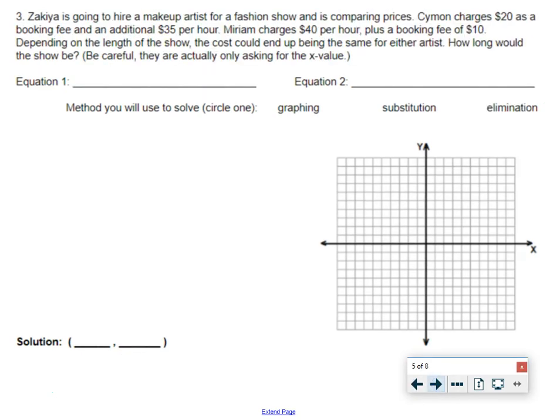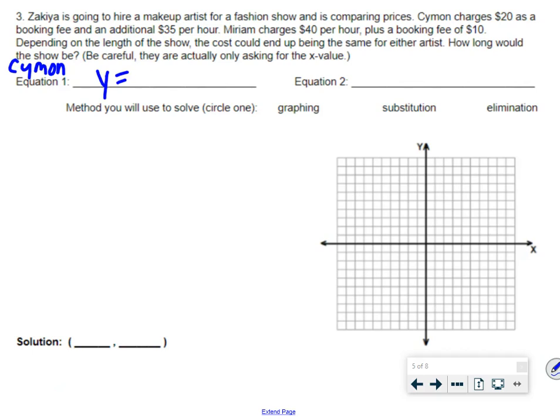Next, question 3. Problem 3 is Ikea is going to hire a makeup artist for a fashion show and is comparing prices. Simon charges $20 as a booking fee and an additional $35 per hour. So equation 1 is going to be the equation for Simon, how much she charges. So this is actually going to be a little different, so I'm going to walk you through writing this equation.